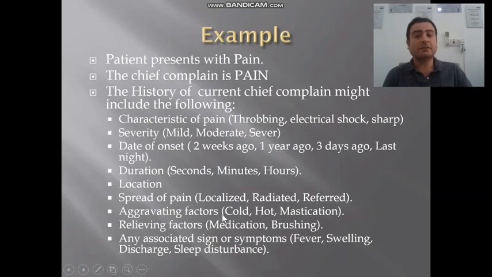An aggravating factor, what makes the pain become worse? Is it cold, hot, mastication? Whatsoever the patients can present as an aggravating factor. For example, sometimes the patient would say, when I take sweets, the pain comes. So sweets will be an aggravating factor. Thermal changes like hot, cold, if it makes the pain go worse, then it is an aggravating factor.